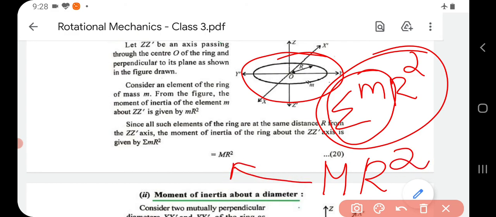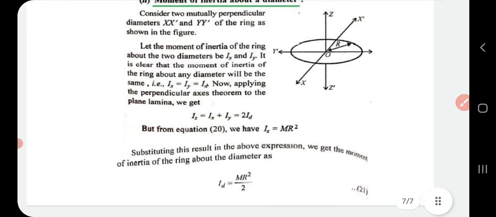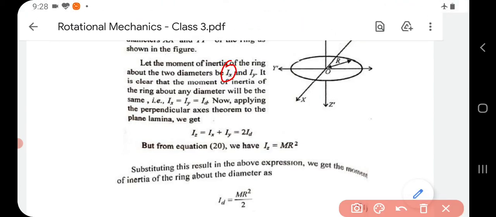Okay. Now the second case, we are going to find the moment of inertia about a diameter. For that, you just consider two mutually perpendicular diameters as shown in the figure. Let them be xx dash and yy dash. Now let the moment of inertia of the ring about xx dash be Ix, and let the moment of inertia of the ring about yy dash be Iy. Now the moment of inertia of the ring about any diameter will be the same. That is, Ix is equal to Iy is equal to Id.